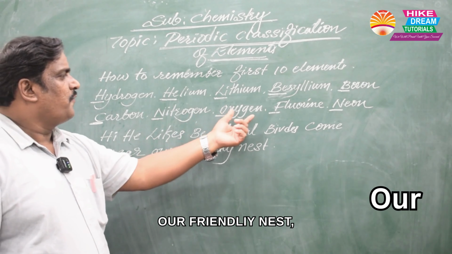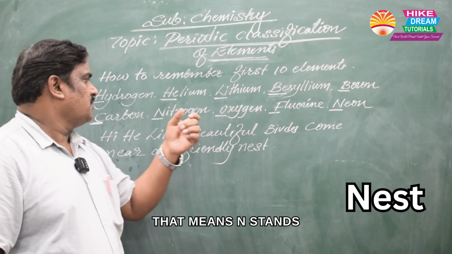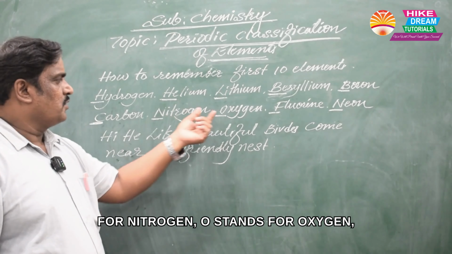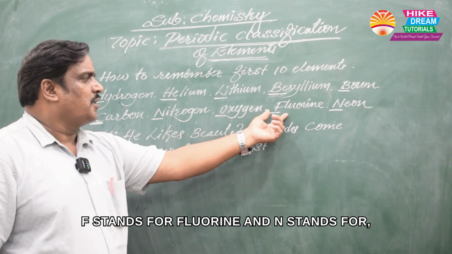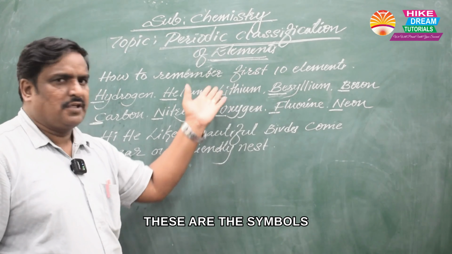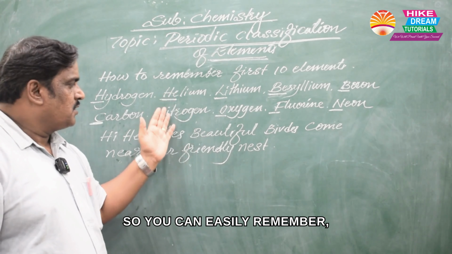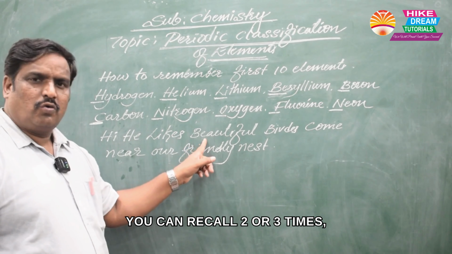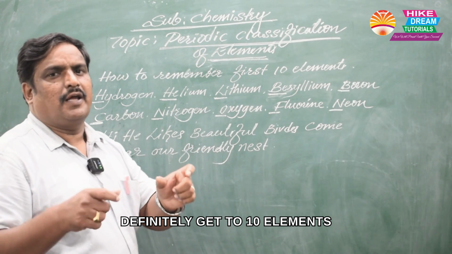Our friendly nest. See, that means N stands for nitrogen, O stands for oxygen, F stands for fluorine, and Ne stands for what? Neon. These are the symbols, right? So you can easily remember, you can recall 2 or 3 times, and definitely get the 10 elements easily.